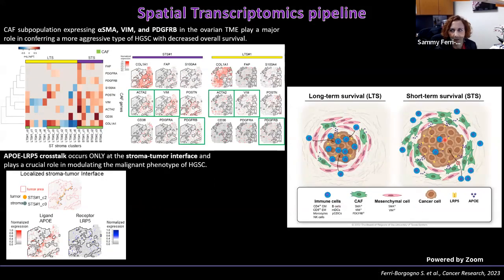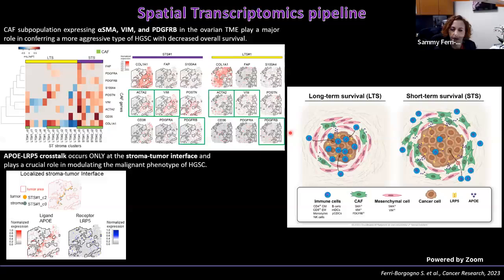So this is a model that we developed after this analysis. As you can see, in short-term survival patients, there is a huge amount of cancer-associated fibroblasts that overexpress SMA, vimentin, and PDGFRB that surround the tumor cells. Moreover, these fibroblasts secrete ApoE that binds to LRP5 receptors that are overexpressed in the tumor cells. And this mechanical barrier, together with the crosstalk happening between the tumor cells and the CAFs, does not allow the immune cells to penetrate into the tumor and basically to do their job of immune surveillance.